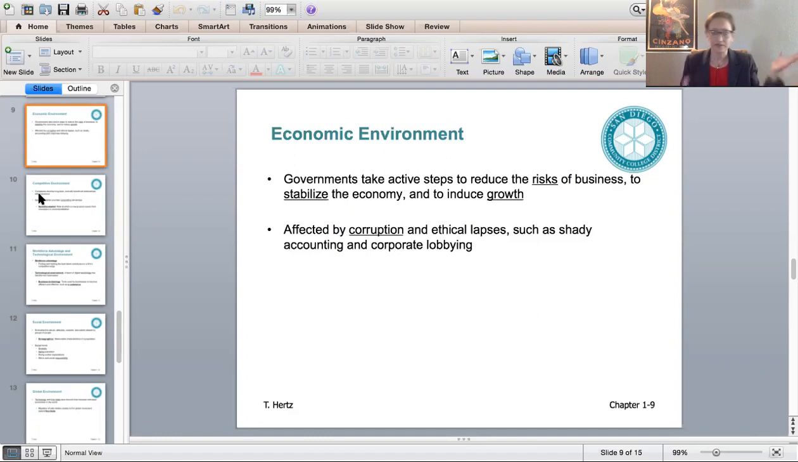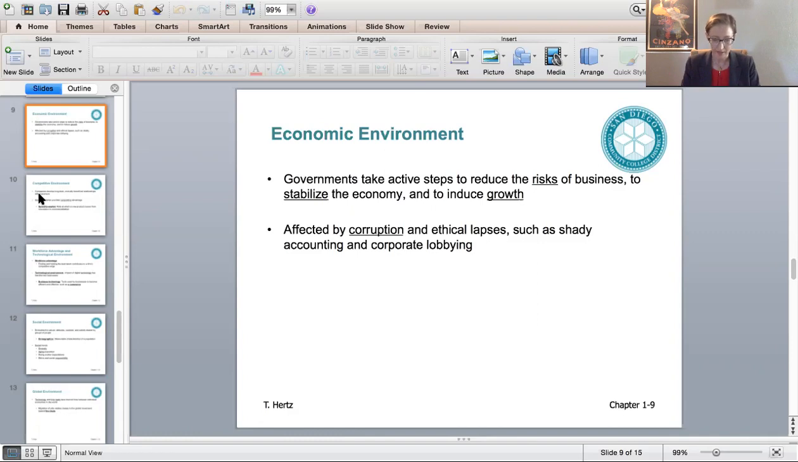Of course, the fire department and the police department are not run for profit, although some social programs are still run for profit in this country, like healthcare. But at any rate, we'll talk more about that a little bit later. We do have kind of a mixed system, primarily capitalistic. Governments do take active steps, even in a capitalistic society, to reduce the risks of the economic environment, to stabilize the economy often, to induce growth in the economy.